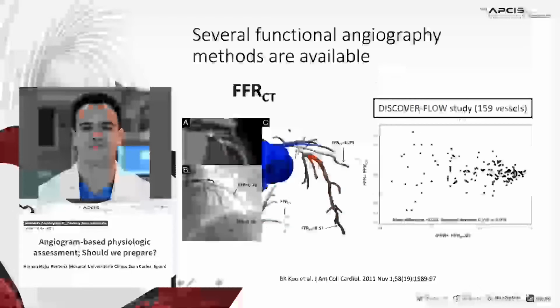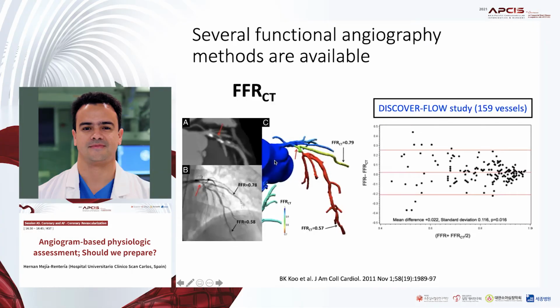Let's see now, briefly, an overall summary of the several methods of functional angiography that are available nowadays. FFR from computed tomography is historically the first angiogram-based method that was developed to estimate FFR. This method has demonstrated that it correlates very well with invasive FFR and has a large body of evidence along the last decade.